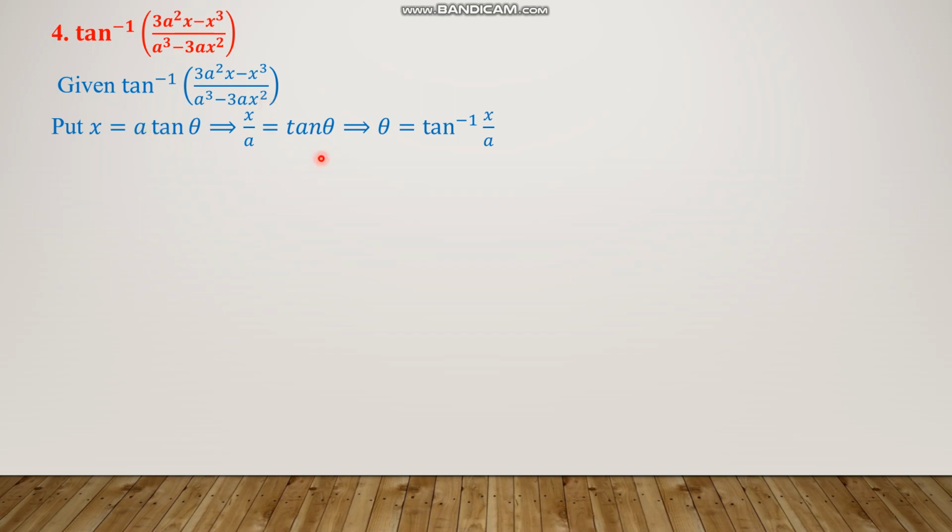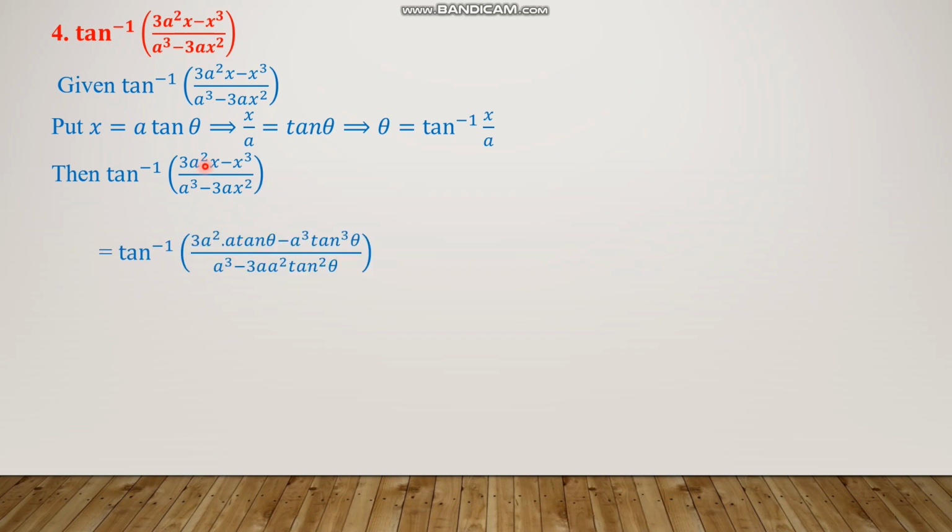And when you simplify, x by a is tan theta, and theta will be tan inverse x by a. Then tan inverse of 3a square x minus x cube by a cube minus 3ax square will be tan inverse of 3a square as it is. X is a tan theta. X cube is a cube tan cube theta. A cube as it is. 3ax square is 3a into a square into tan square theta. And when you simplify this, a square into a is a cube, tan theta as it is, this term as it is. Here again a into a square is a cube. Now as you can see, 3a cube can be taken outside.